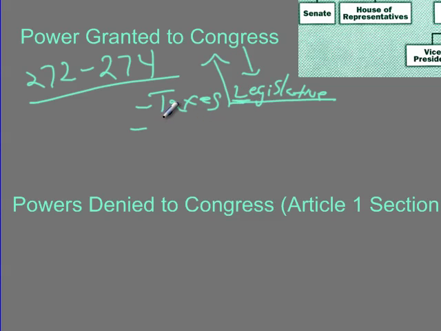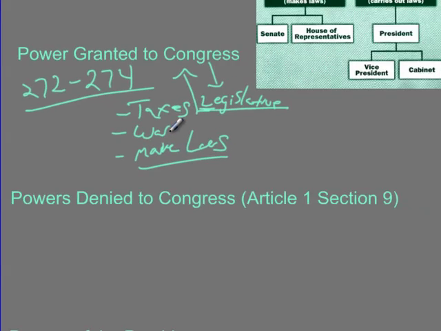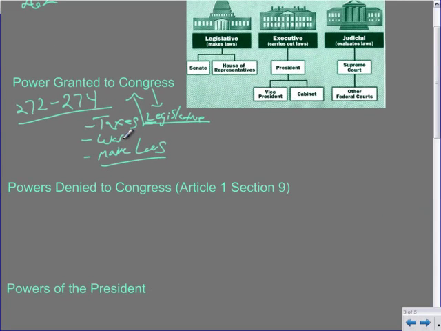They can collect taxes. They are the ones that declare war. They make the laws. Like, they vote on everything. They come up with them. So Congress is the legislative branch. They make the laws. They declare war. They set the taxes. All that kind of stuff. And you can read about all those things, and you need to know that.